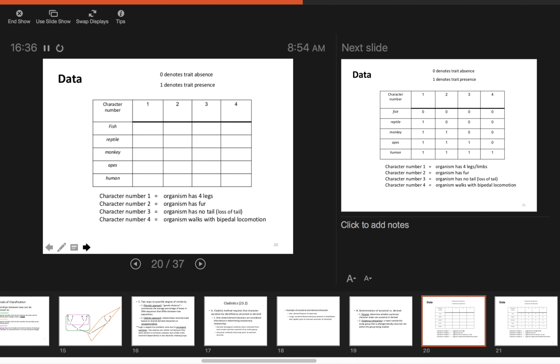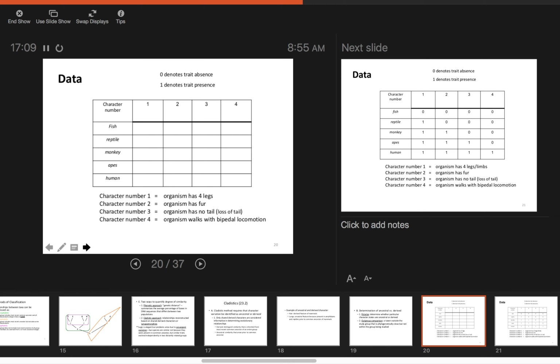So here's my table, and I'm just looking at simple animals here like fish, reptile, monkey, apes, humans. And 0 denotes trait absence, 1 denotes trait presence. And so these are the characters I'm looking at. Character number is at the top, descriptions at the bottom. So I'm going to restate that again because every time I do this table, there's always a little bit of confusion when we get down here.